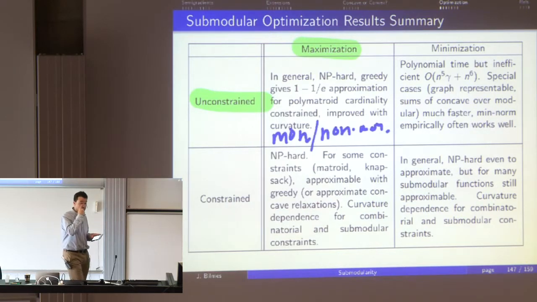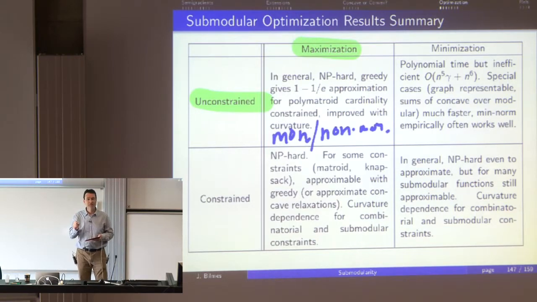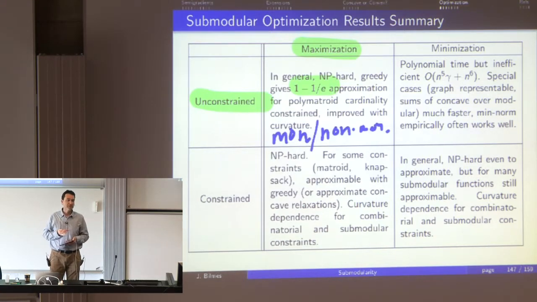Okay, so the greedy algorithm guarantees in the monotone cardinality constraint case to give you a 1 minus 1 over e guarantee. In the non-monotone case, a form of greedy, like a bidirectional greedy algorithm, gives you a 1/2 guarantee, which is the best you can do, unless P is equal to NP.